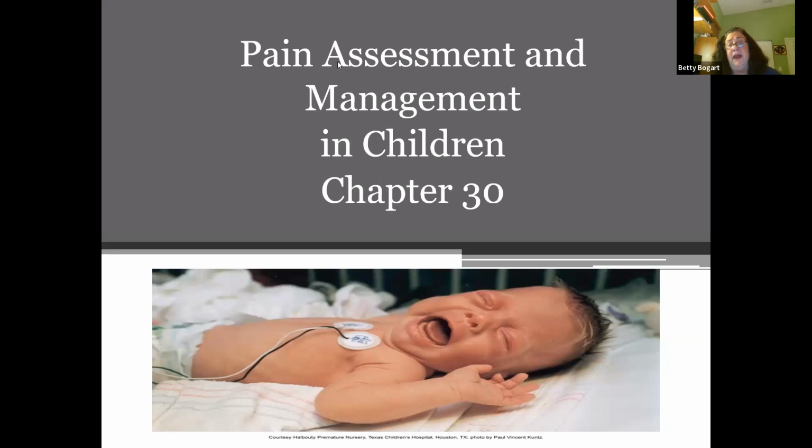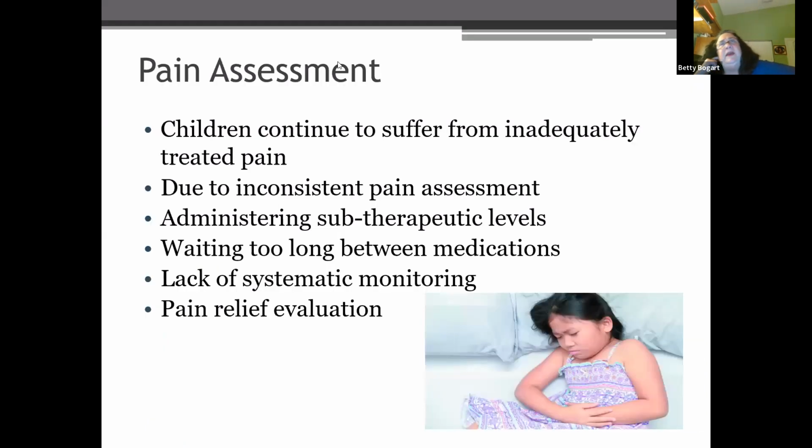And then pain, our last chapter tonight. Pain management in children used to be non-existent. We didn't think kids had pain, and premature children, their nerves weren't good enough to feel pain. Well, we found out we were wrong. Yes, they do have pain. So we need to treat it before it's too much, just like adults. We need to give the medicine when it's due, not waiting too long. And we need to be able to evaluate that.